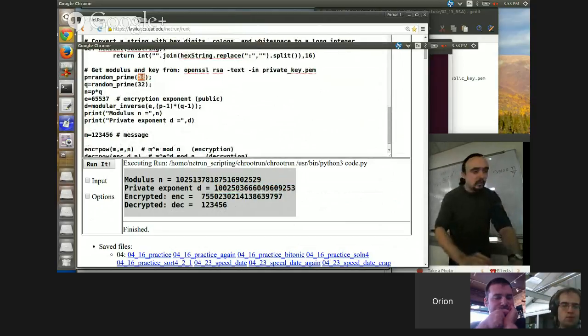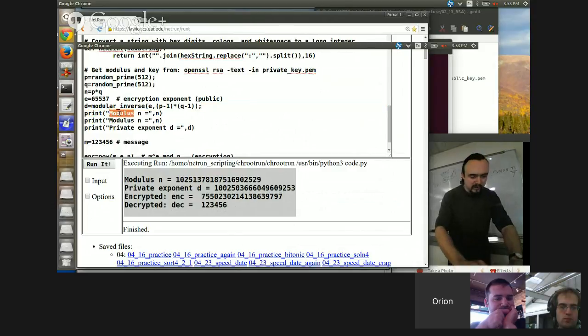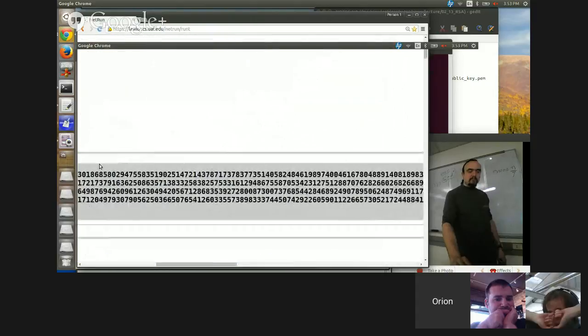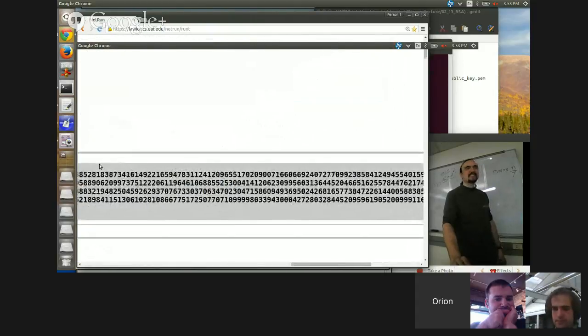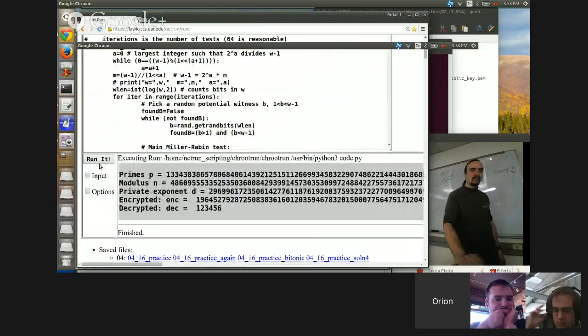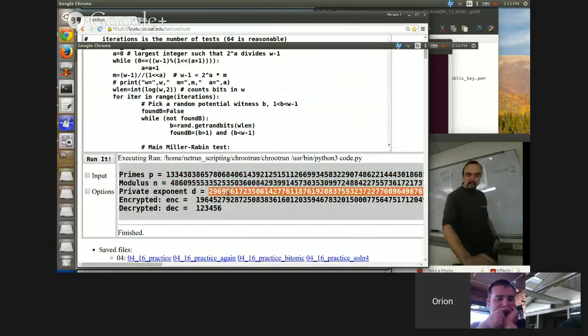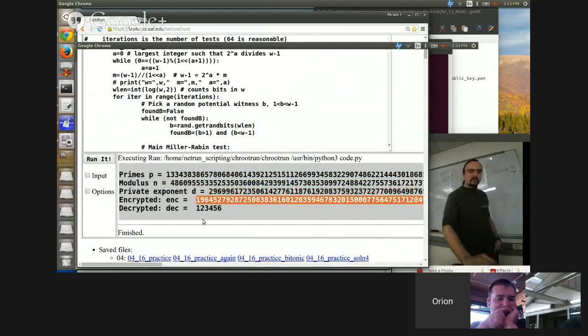Here's how this actually works. We do a random prime of 512 bits, another random prime of about 512 bits. I'm going to print them out so we can see what they are. So here are P and Q. They're 500-bit numbers. It just keeps going and going. There's the product of P and Q, there's the decryption exponent, and here's the encrypted message, which is just gobbledygook. And then there's the decrypted message, which apparently decrypted properly.